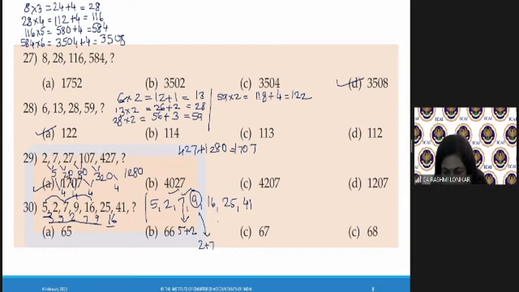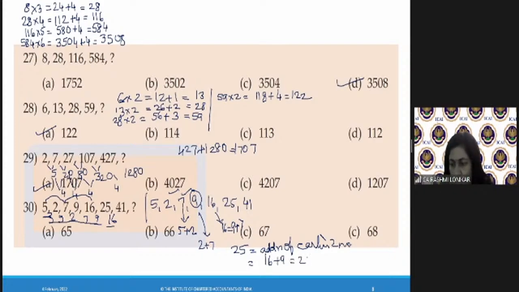Now what will happen with 16? 16 will be the addition of 9 plus 7. Earlier two numbers for 16 are 9 and 7. What happens with 25? Okay, for 25, 25 is the addition of the earlier two numbers. So what is this? The earlier two numbers before 25 are 16 plus 9, which is 25.